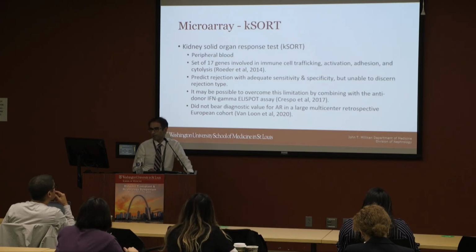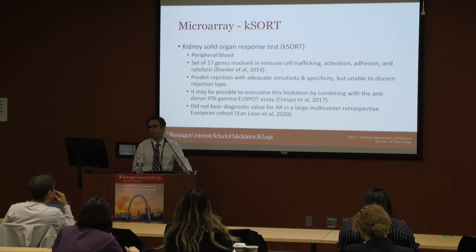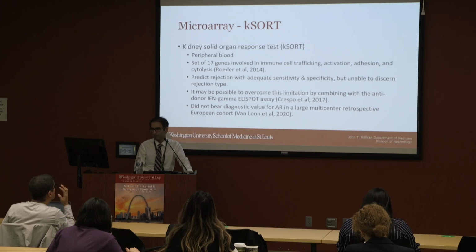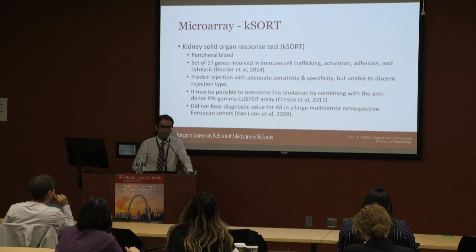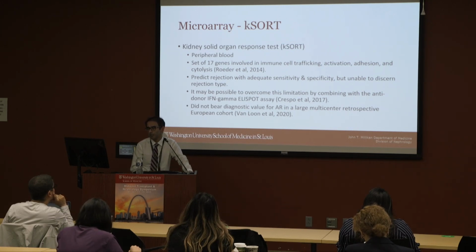And historically, one of the earlier assays was developed by Minnie Sarwal at UCSF, which is the K-sort assay. This utilized peripheral blood as its tissue of interest, and looked at 17 genes that were involved in immune cell activity. And in their study in 2014, it was able to predict rejection with adequate sensitivity and specificity, but couldn't discern the rejection type.